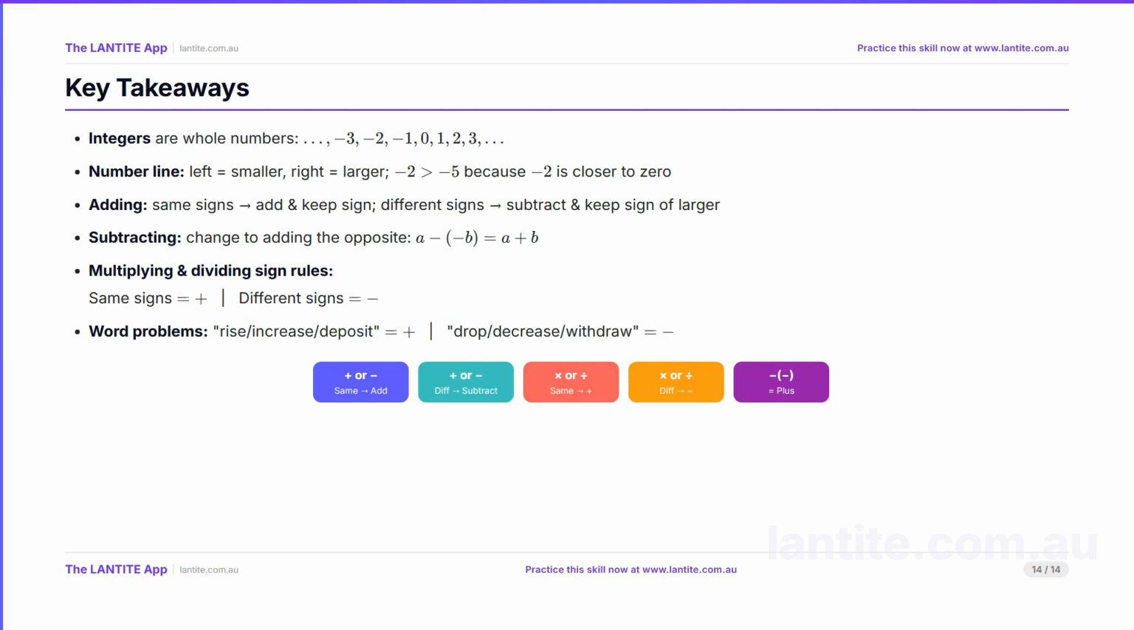For subtraction, change it to adding the opposite, minus a negative becomes plus. For multiplication and division, the sign rules are simple. Same signs give a positive result. Different signs give a negative result.